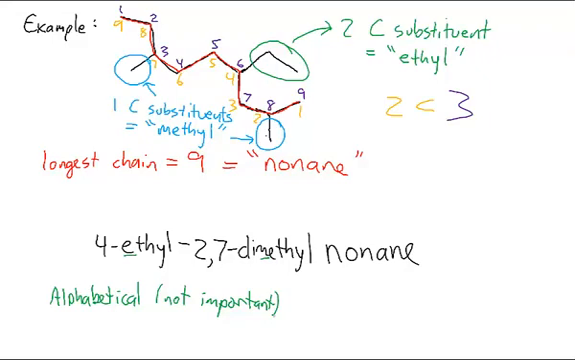Oh, so the question is, for alphabetizing, why do I ignore the di in dimethyl? That's another rule. And I don't really care that you know the alphabetizing rules. So whichever order you would put these in would be fine with me.